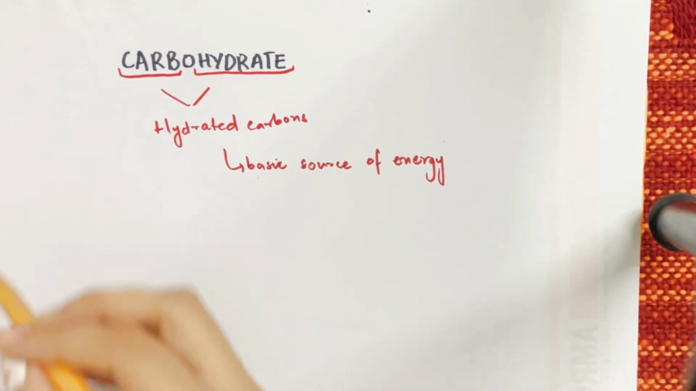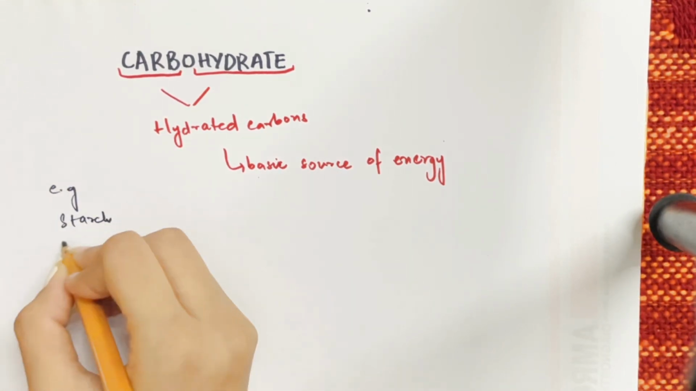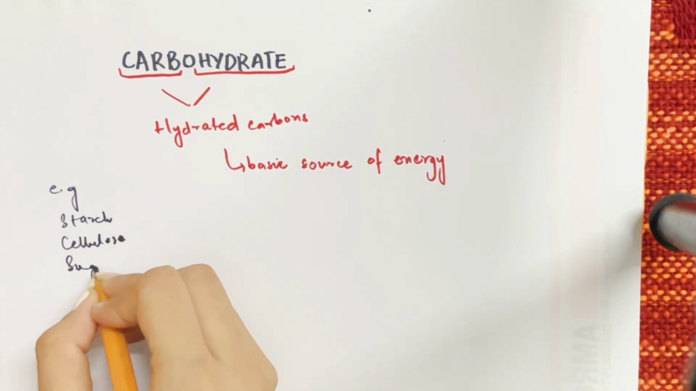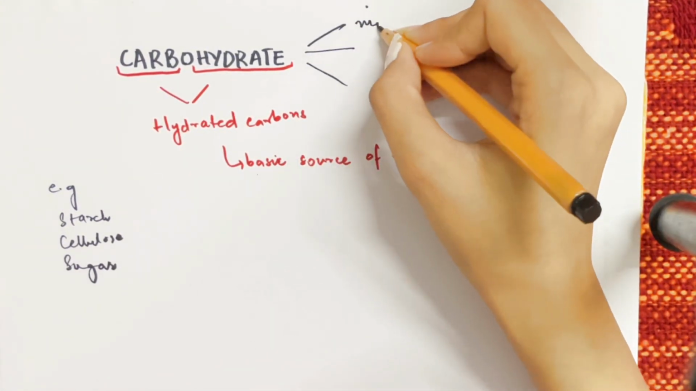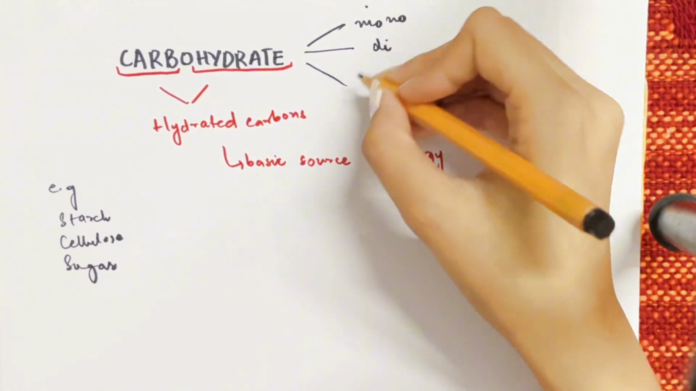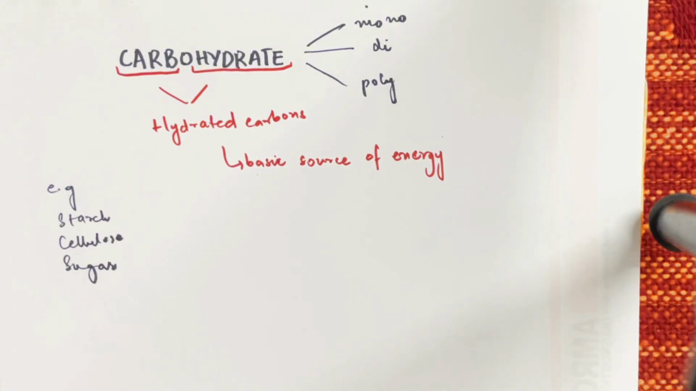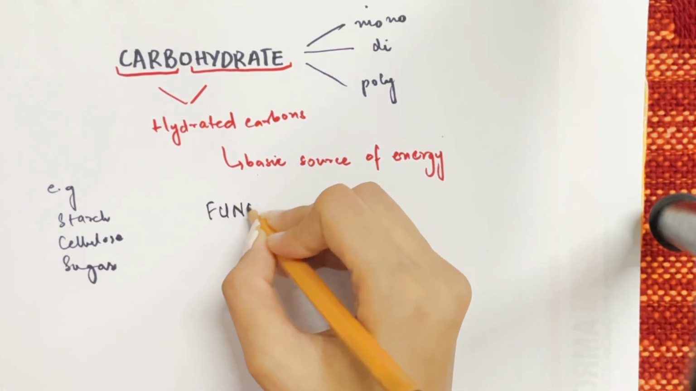Some examples of carbohydrate include starch, cellulose, and some sugar molecules, which we are going to learn, as carbohydrate can be divided into three further components: the monosaccharide, disaccharide, and the polysaccharide. These are all the kinds of carbohydrate that we can find in living beings. Also, we're going to learn what the basic functions of the carbohydrate are.